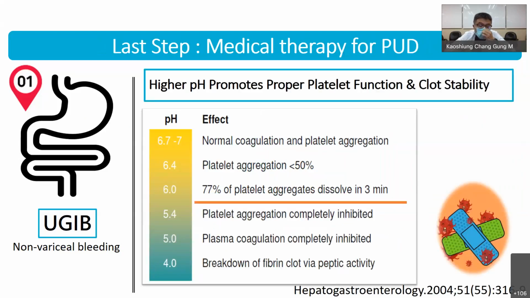Okay, the last step, after all the things we have done: which medicine can we give to these peptic ulcer disease patients? As the table says, if we want the bleeding to stop, we always need the platelets' help. And a higher pH in gastric volume promotes better platelet function and clot stability. So our target for peptic ulcer disease treatment is to raise the intragastric pH level.